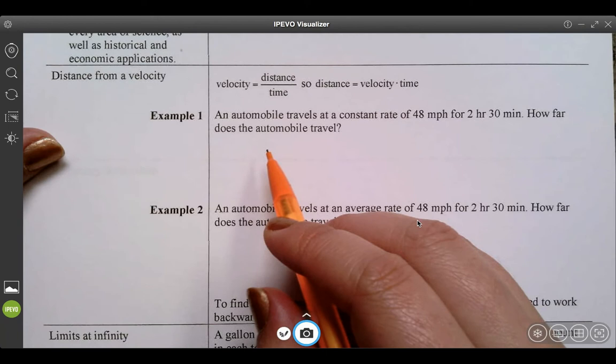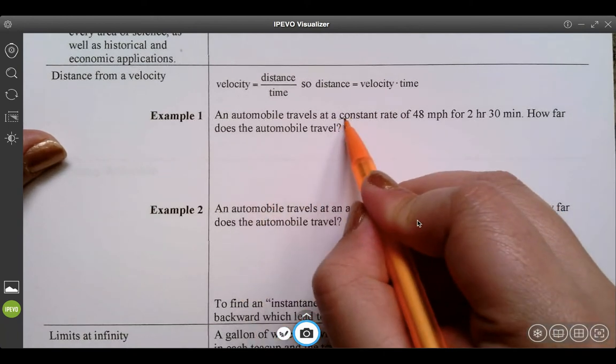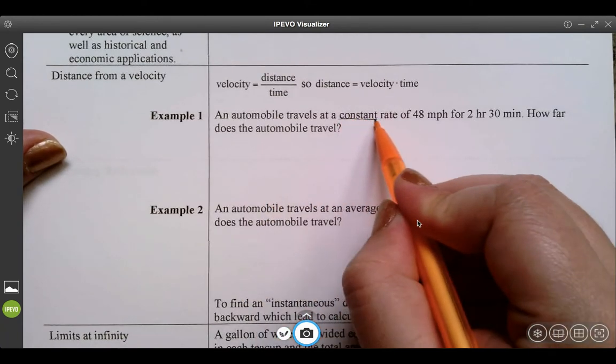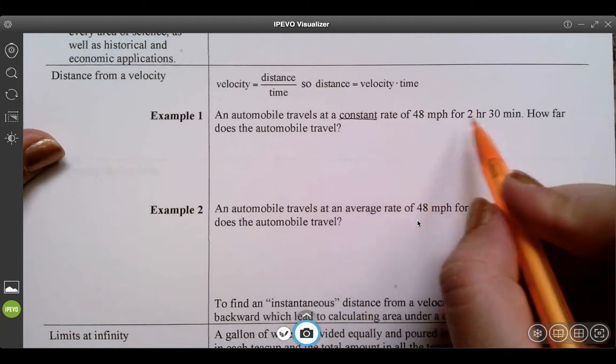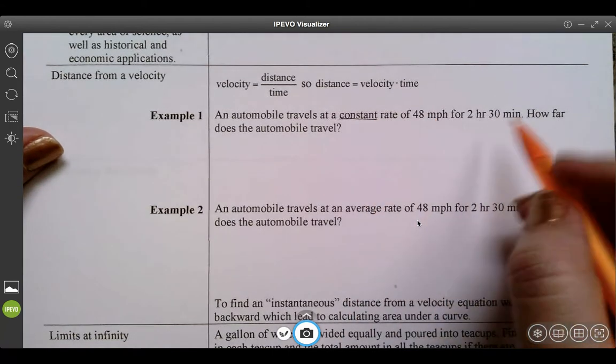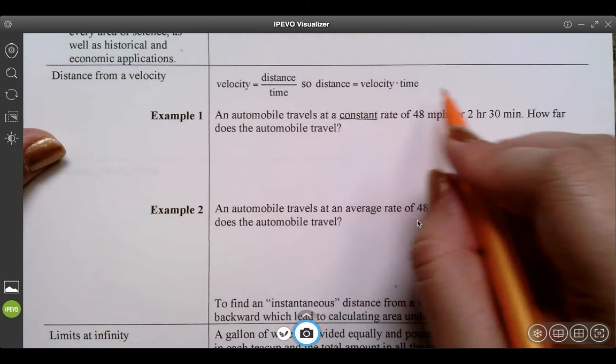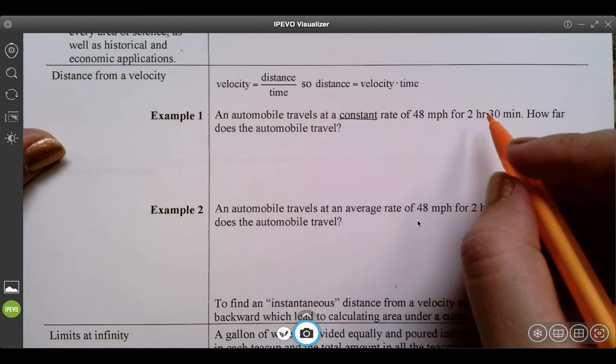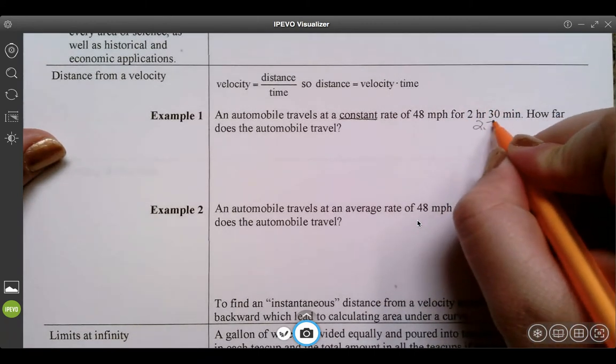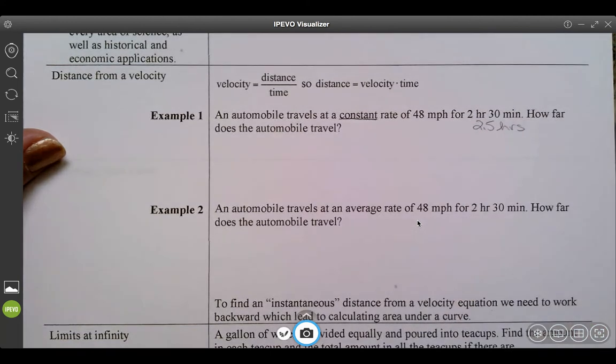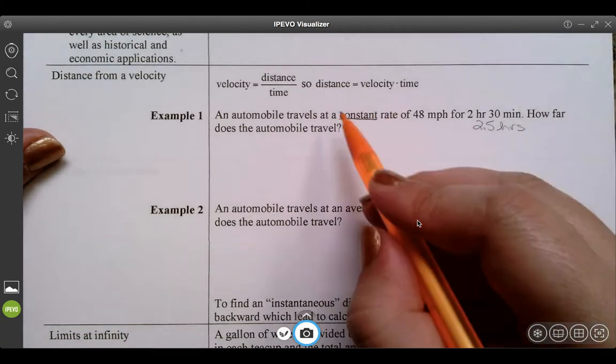So we have an automobile that's traveling at a constant rate. That's important, right? It's traveling at the same speed, 48 miles per hour, for 2 hours and 30 minutes. Now, I know I'm going to be multiplying, so I want this to be in constant units. So I'm going to change this to 2.5 hours. How far does the automobile travel? So we want a distance.